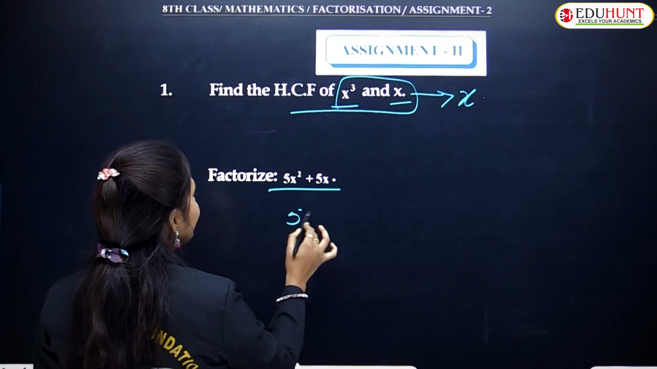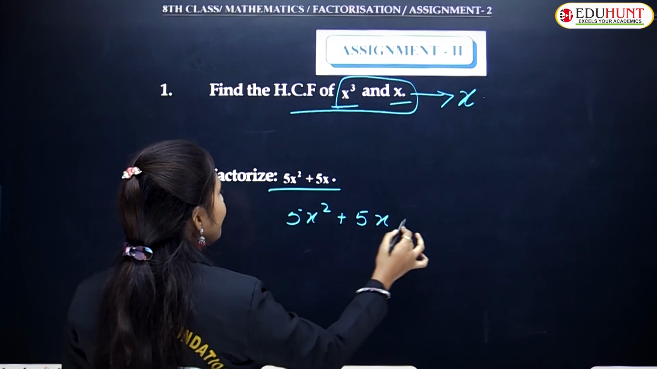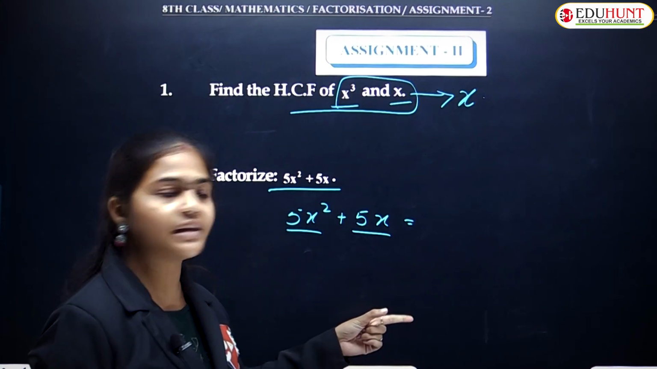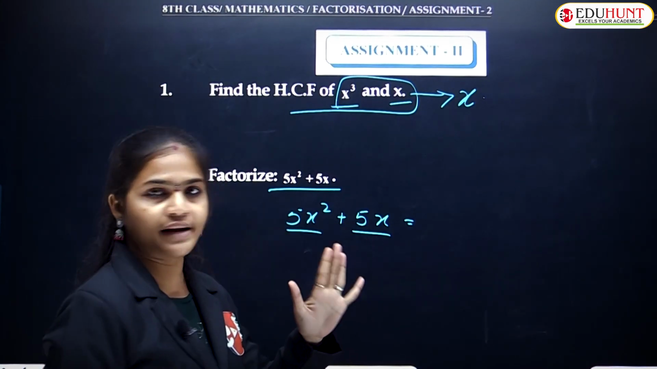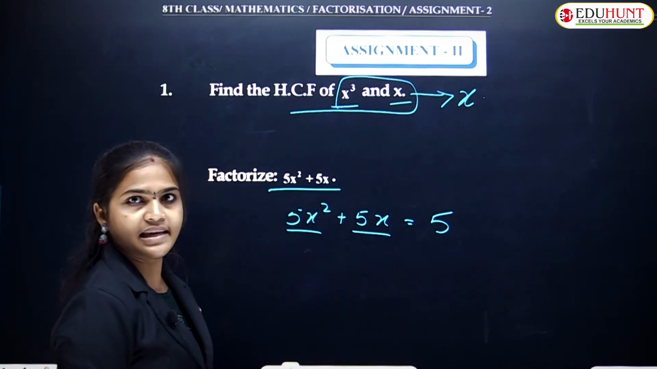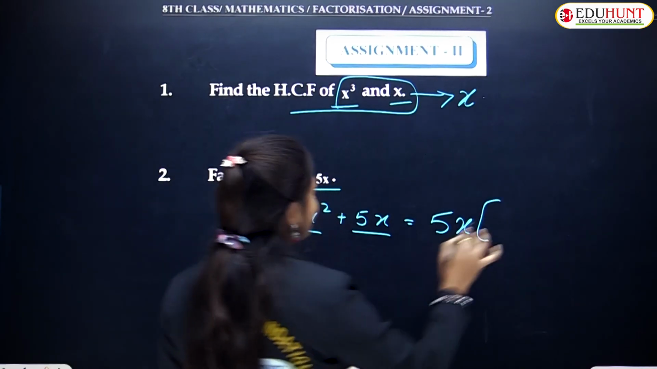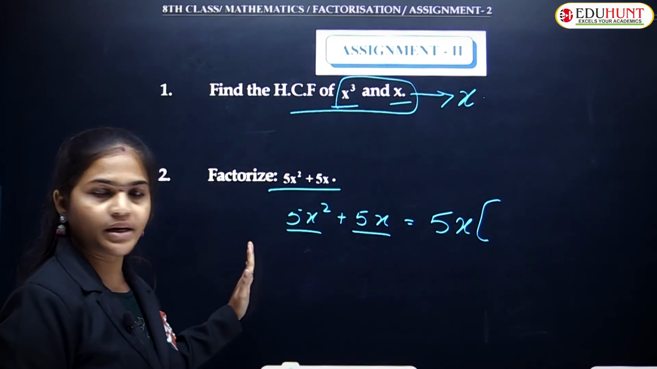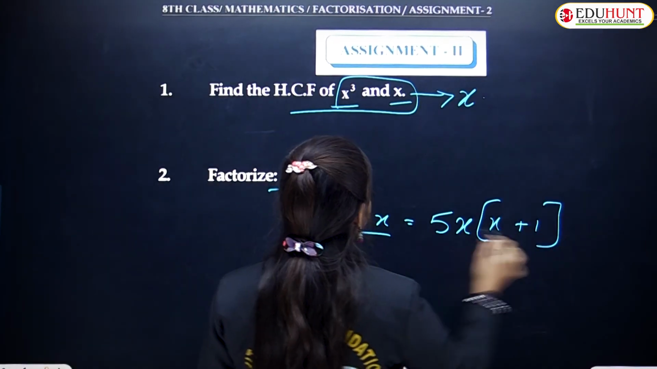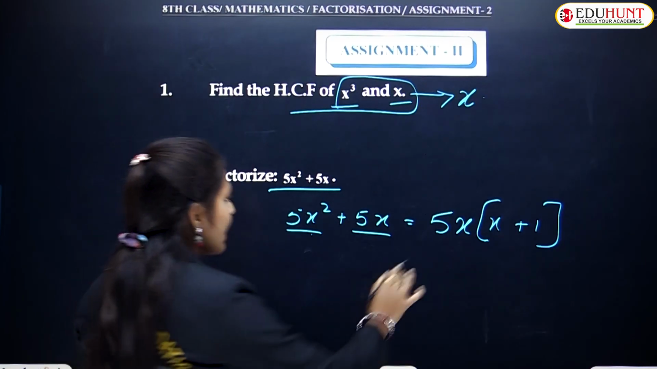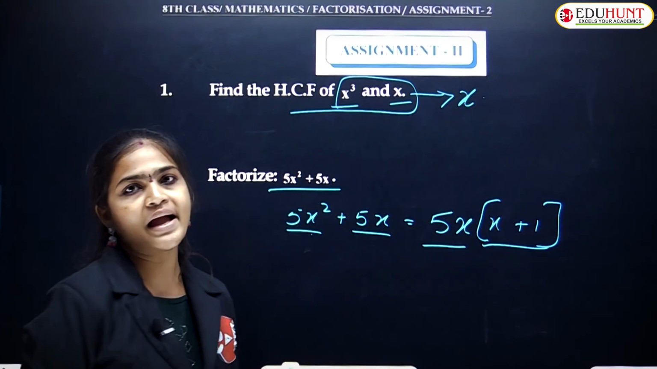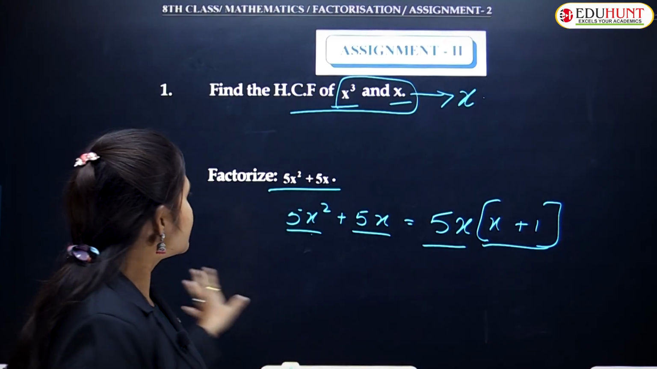Factorize 5x square plus 5x. Factorize means, from these two terms, which numbers and literals are in common. The number 5 is in common, and x is in both terms. So take 5x as common, and still x plus 1 is left. So 5x into (x plus 1) is the factorization of 5x square plus 5x. Understand? This is the second answer.